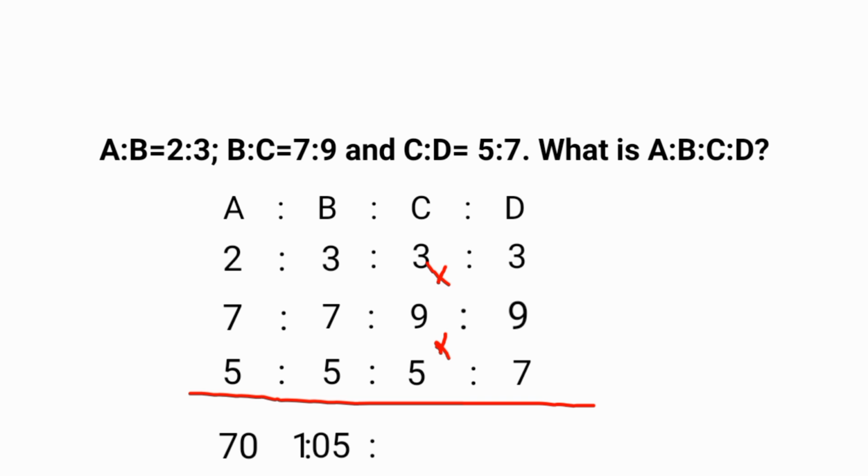The value corresponding to C is 3 into 9 into 5. So 3 into 9 is 27. 27 into 5 means 20 into 5 is 100 plus 7 into 5 is 35. So 135. Finally, the corresponding value of D is 3 into 9 into 7. 3 into 9 is 27. 27 into 7: 20 into 7 is 140 plus 7 into 7 is 49. So 140 plus 49 is 189. Write that below D. So the ratio will be 70 is to 105 is to 135 is to 189.